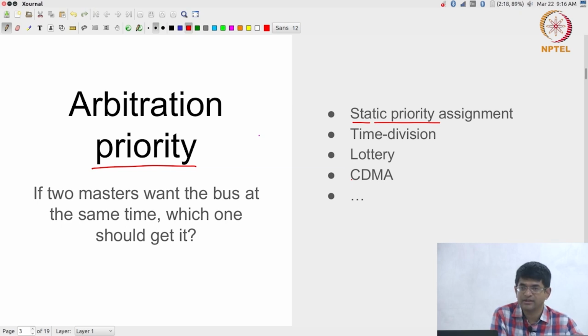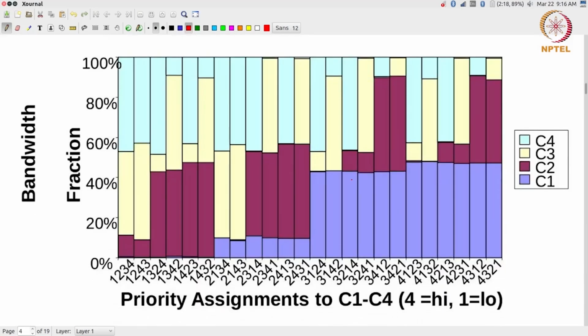It basically makes sure that you don't have a problem of starvation, okay? So let's look a little bit more detail into what are possible problems with priority assignments, right? So this is an example.